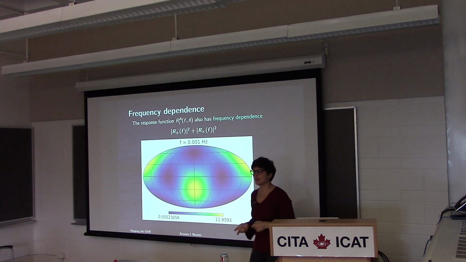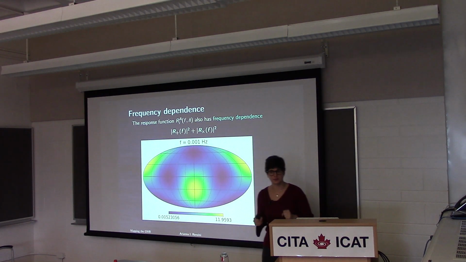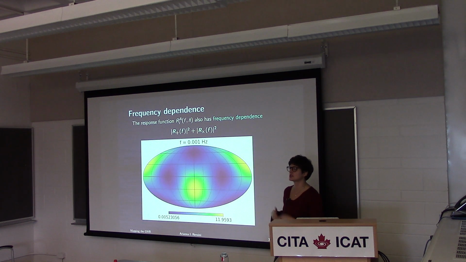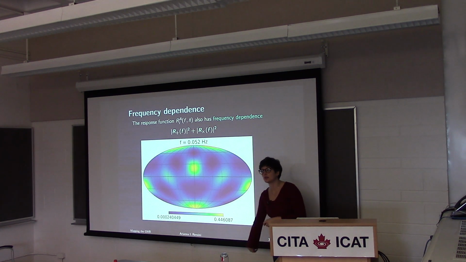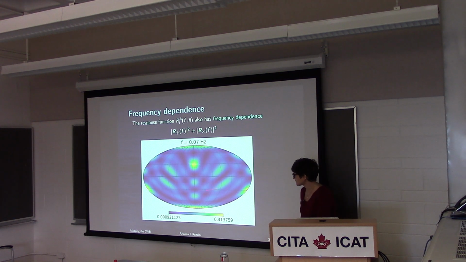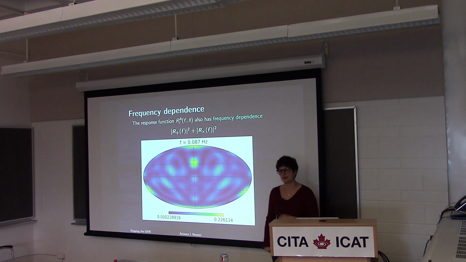The other interesting dependence to look at specifically for LISA is how the response function changes as a function of frequency. Now, we didn't need to do this with LIGO because we were in the low frequency limit with LIGO, but with LISA, it's a whole other chapter. So let's look again at the autocorrelated response, but now we're varying the frequency. So we're going up in frequency, and what you see is that on the sky, the shape changes dramatically.